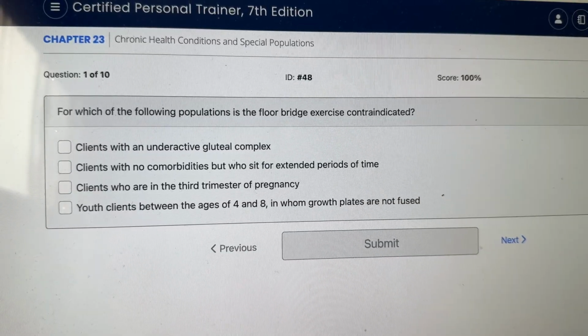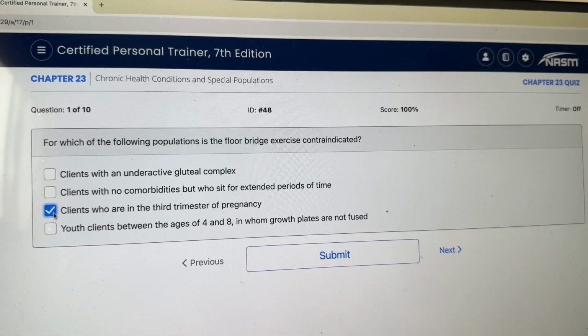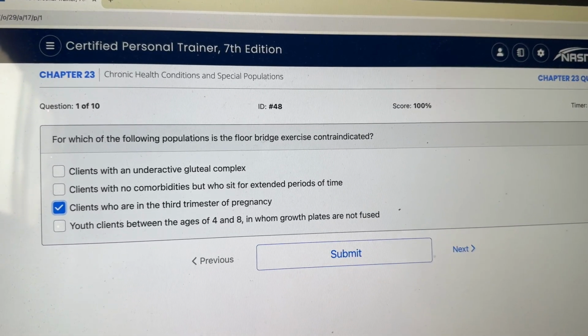All right, guys, chapter 23 summary. We're going to skip it. After the summary is the chapter 23 quiz, only 10 questions. So here we go. Which of the following populations is the floor bridge exercise contraindicated? Clients who are in the third trimester of pregnancy.